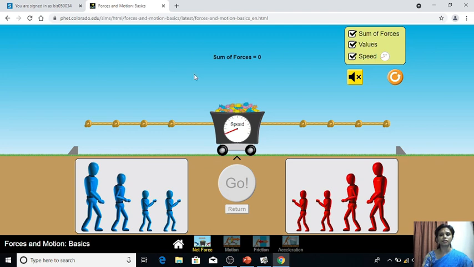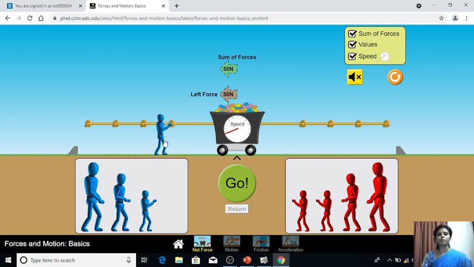Now here you can see that a cart full of many materials is kept standing still. Here a speedometer is fixed which is not moving because the cart is constant now. It is not moving, right? And on both sides a few people are standing. The bigger people will be able to apply more force than the smaller people, right? It's obvious.